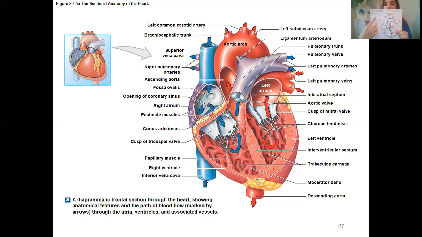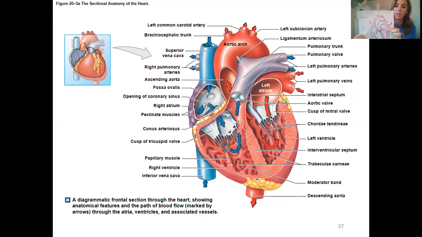So whether it's from right lung or left lung, the pulmonary veins on both sides, right and left pulmonary veins, are going to bring it into the left atrium. Once it gets into the left atrium, now we're going to have to go through the left AV valve. So the left AV valve, AKA mitral valve, AKA bicuspid valve, is going to allow the blood to flow from the atrium and into the ventricle.